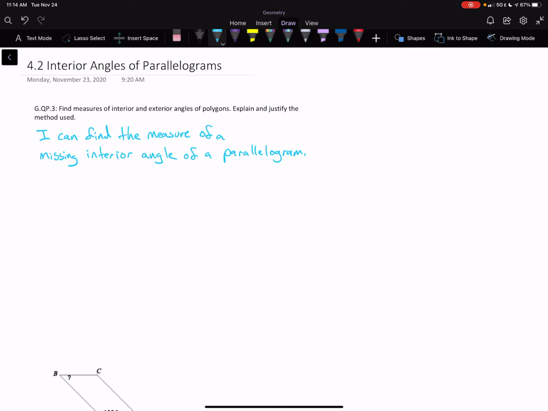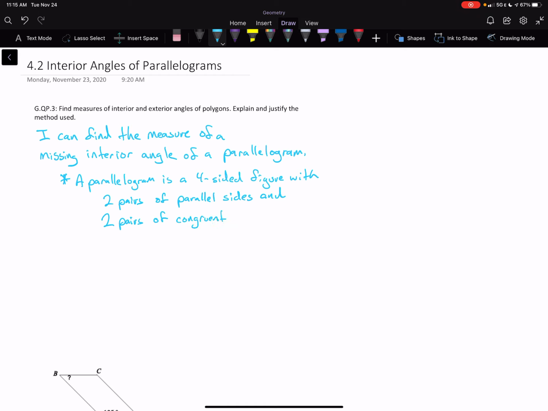So first of all, what is a parallelogram? And that's kind of important. A parallelogram is a four-sided figure with two pairs of parallel sides, hence the name parallelogram, and two pairs of congruent angles.